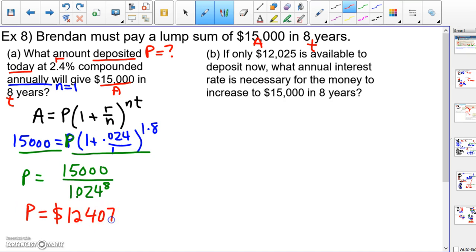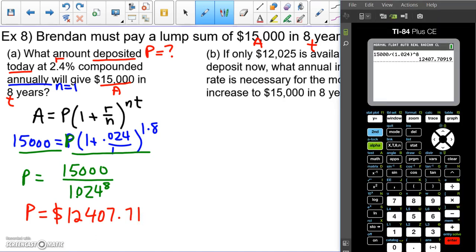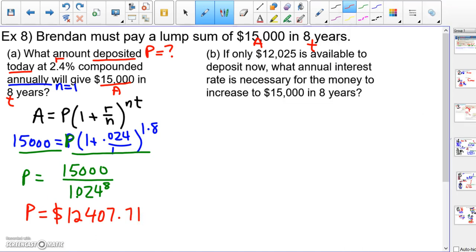$12,407 and 71 cents. Is that right? 12,407 and 71 cents. Okay. So really think hard about what that means. That means we would start out with 12,407 and we invest that and we earn interest, and we're going to end up with $15,000 in 8 years.